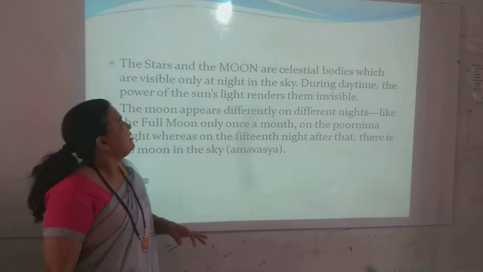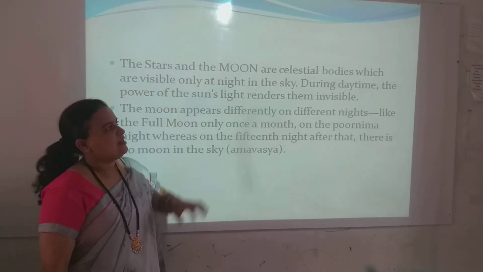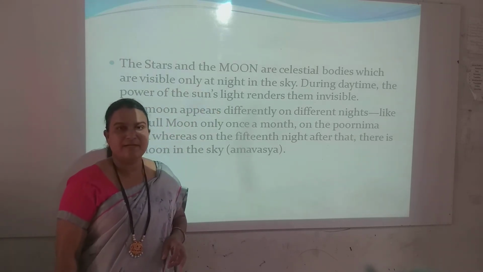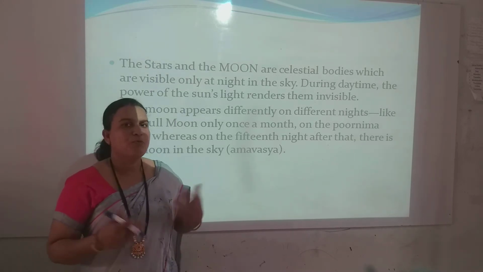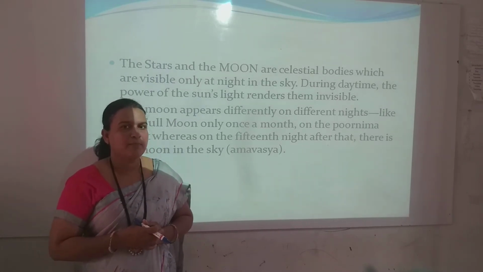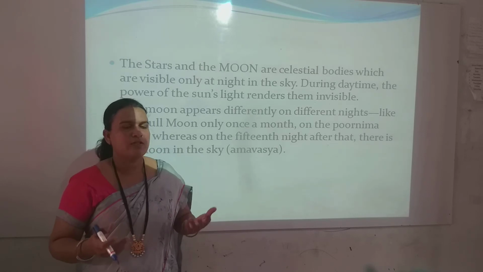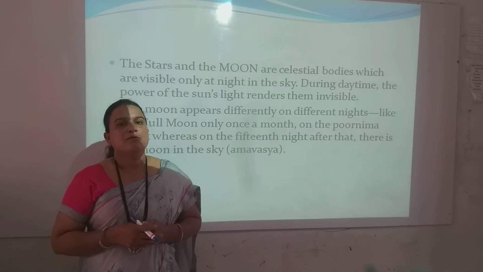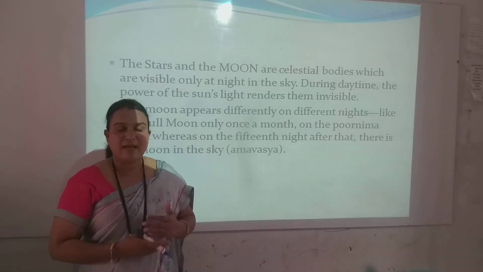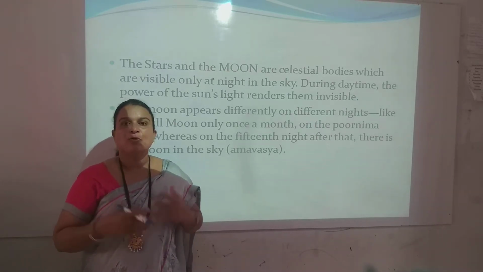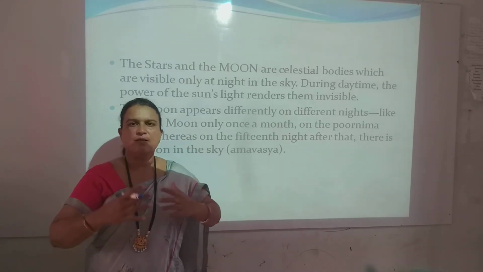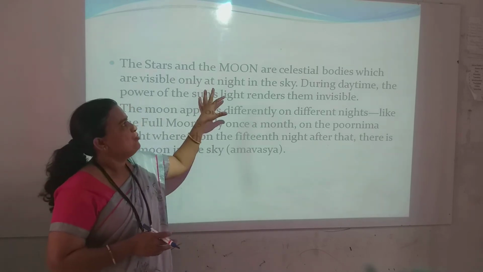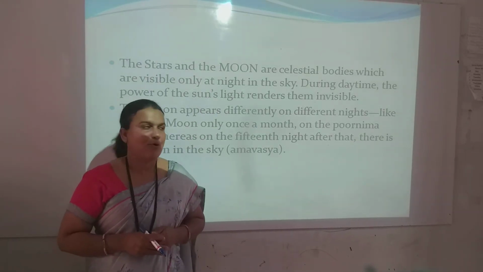The next is that stars and the moon are celestial bodies which are visible only during the night time. But my dear students, where do they go during the daytime? Are they off on their night duty? No. They are available in the sky during the daytime also. But due to the sun's bright sunlight, we cannot see the moon and the other celestial bodies during the daytime.